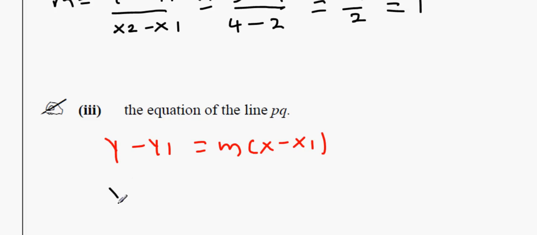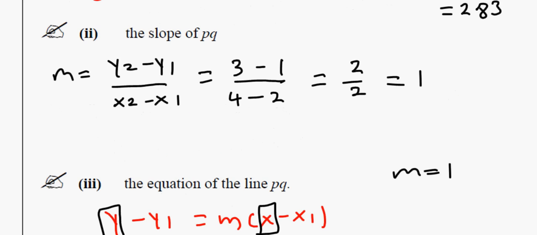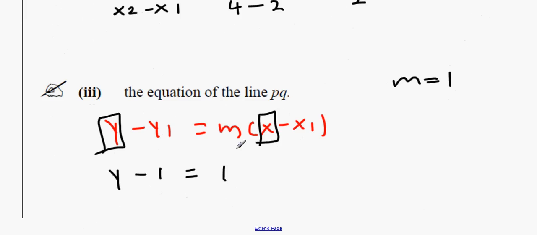What is y1? y1 is the number 1. Remember, the y and the x do not get substituted in for. And then the value of m is 1 from the last question. M equals 1. We know that the slope equals 1 from part 2 of the question. And then what we know is x has to stay the same, and x1 is minus 2.